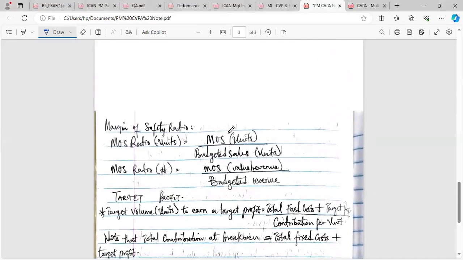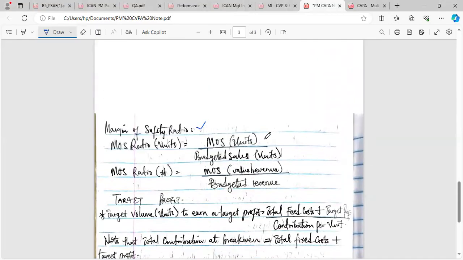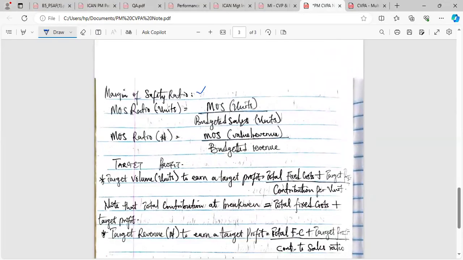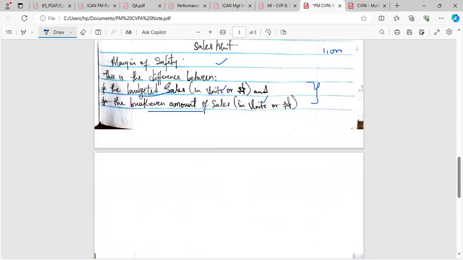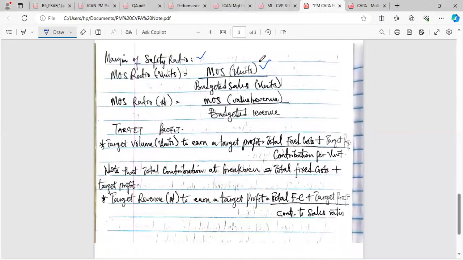So I went on to tell you that there's something known as margin of safety ratio, where we have margin of safety in units divided by budgeted sales in units. So this margin of safety is what you have computed earlier, which is budgeted sales minus break-even sales, or budgeted units minus break-even units. That's what you have here as the numerator. The denominator is the budgeted revenue and the budgeted sales in units.